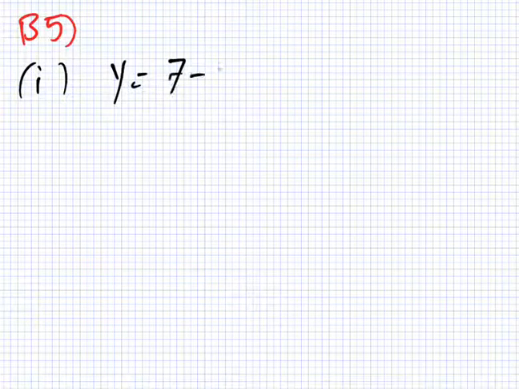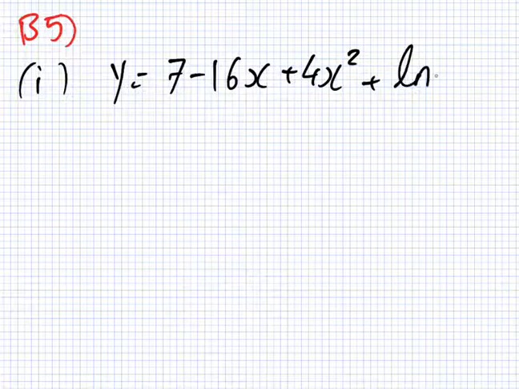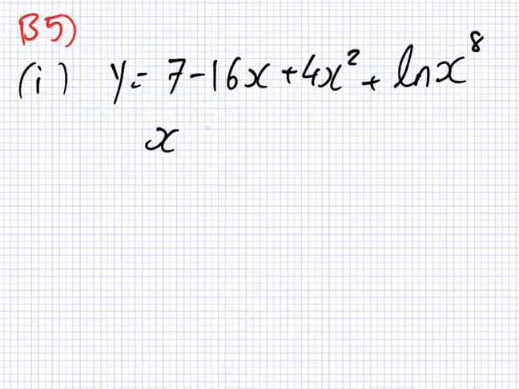Part 1. So we have y equals 7 minus 16x plus 4x squared plus log x power 8. For what values of x is the above function defined? So the only problem is with the log. We cannot have the log of a negative number or 0. X power 8 is always positive because the power is 8, but it could be 0. So we have to exclude 0. So in other words, we can say x is any real number except 0.